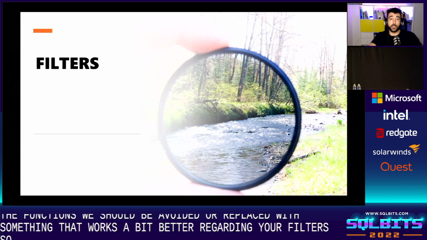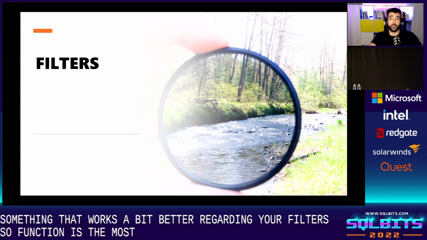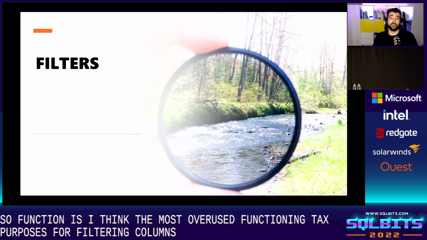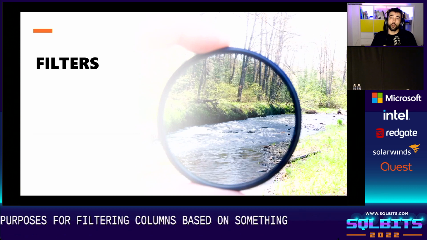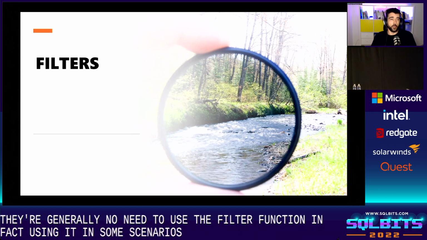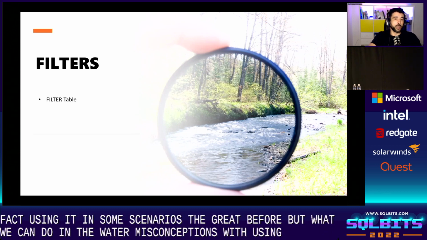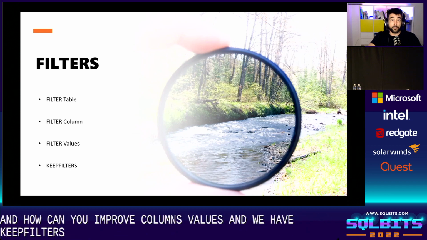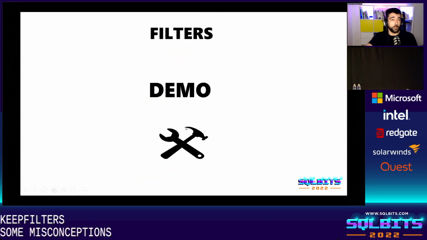Then we come to filters. So the filter function is, I think, the most overused function in DAX. Its main purpose is filtering columns based on some values. And if you are just filtering a column value, there's generally no need to use the filter function. In fact, using it can, in some scenarios, degrade performance. But let's see what the misconceptions with using filters are and how you can improve it. So we are filtering tables, we are filtering columns based on values, and we have keep filters. And to explain some misconceptions, I will jump quickly into a demo.